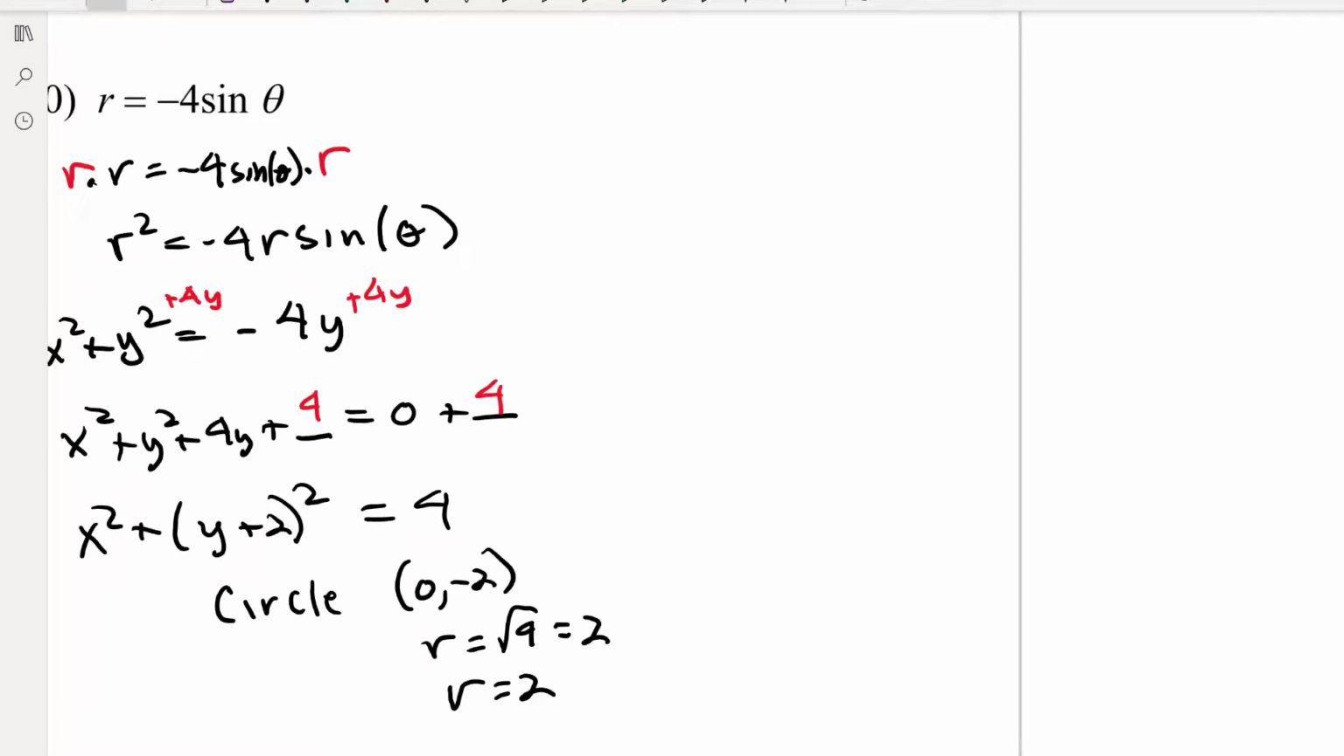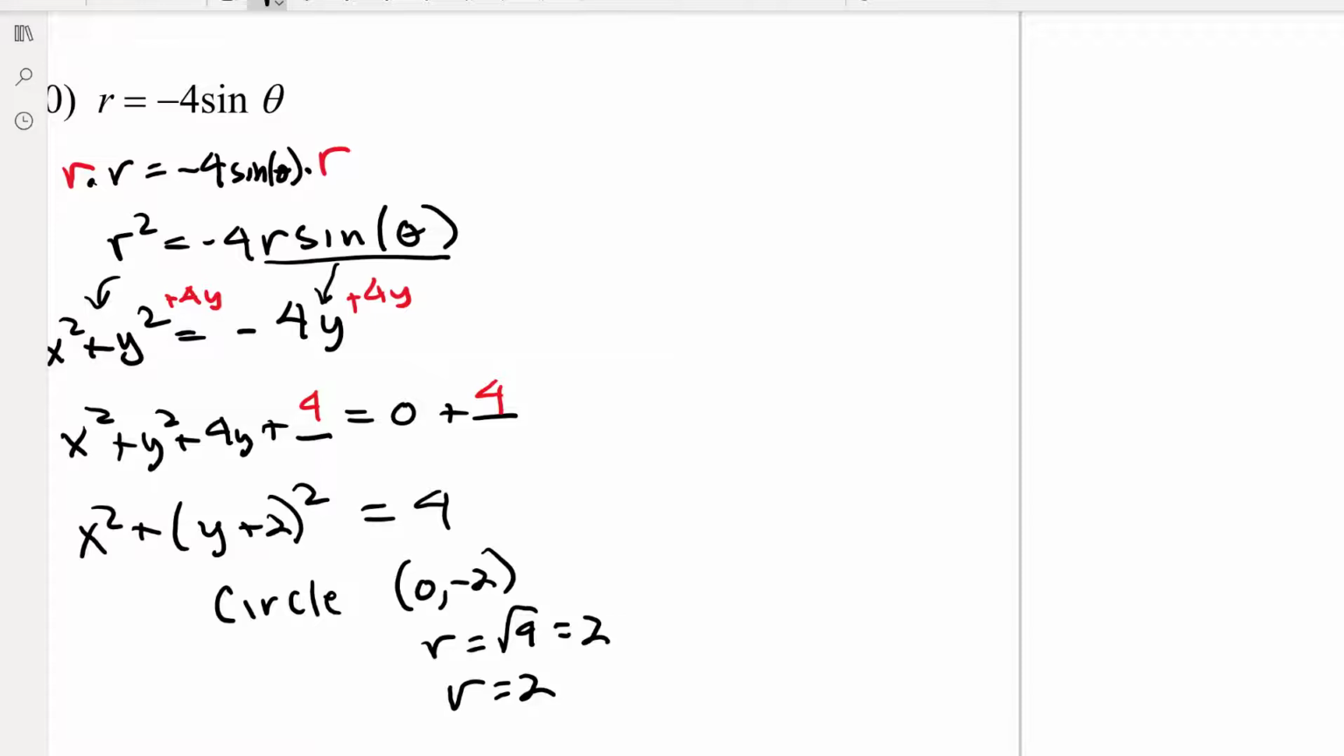On this one, it's pretty... doggone it. Okay, for this one, all we have is a negative 4r sine. So if I multiply both sides by r, well then I have r squared equals negative 4r sine. That converts to y. And r squared converts to x squared plus y squared. So now all we're going to do is add 4y to both sides.